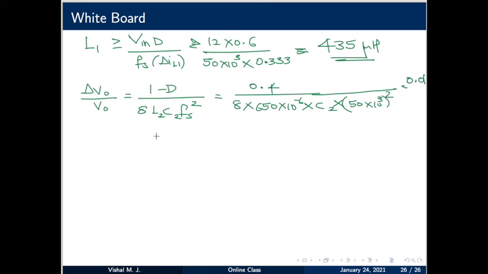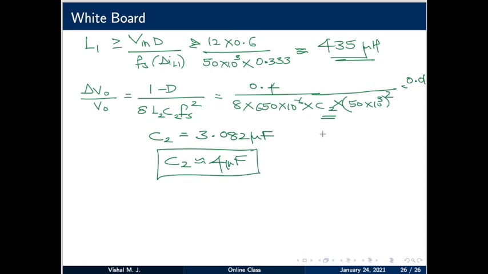If you solve for C2, because everything is known and only C2 is the unknown, you will get C2 equal to 3.082 microfarad. If it is exactly 3.082, then the ripple will be 1%. So choose C2 as the next standard value, let it be 4 microfarad if it is available, which guarantees that the output voltage ripple will be less than 1%. Now, C2 has been designed.